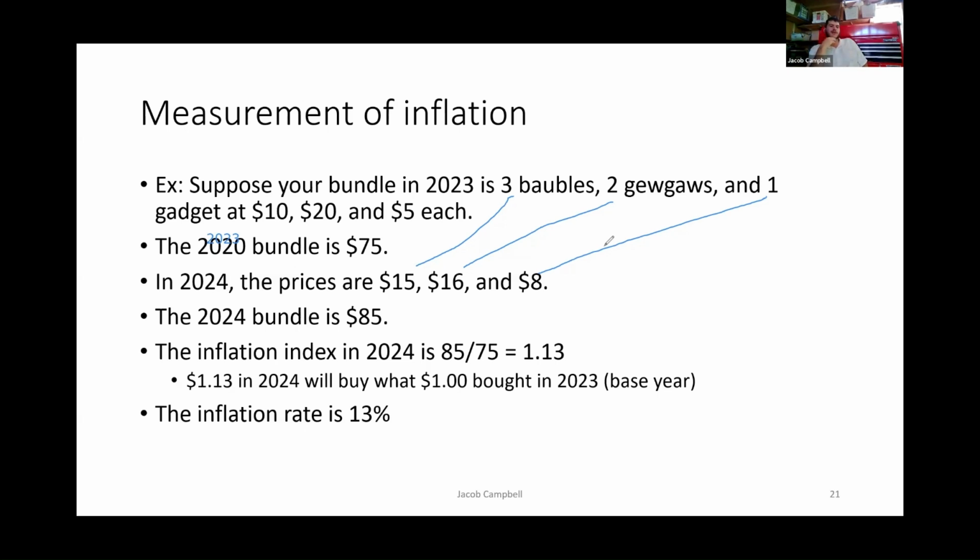And this is basically telling you, if you want to buy the same goods in 2024, like if you were to spend $1 in 2023, it would take you $1.13 to get the same goods in 2024. And you would say that the inflation rate is 13%. So it's this thought experiment. How much money would I have to have now to buy the same things I used to be able to buy?